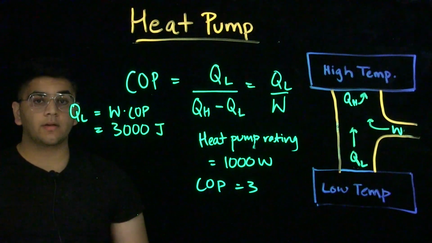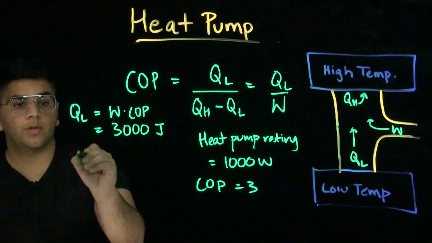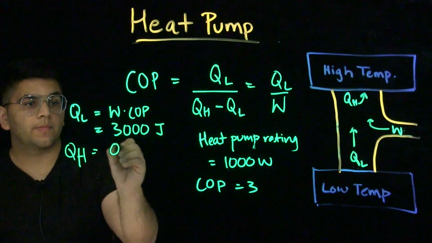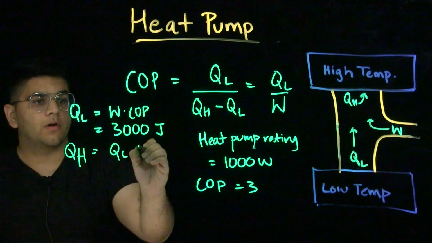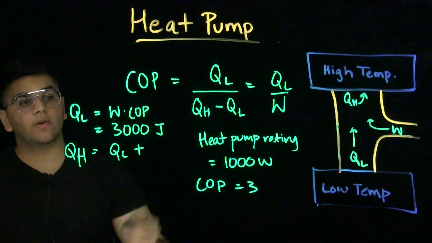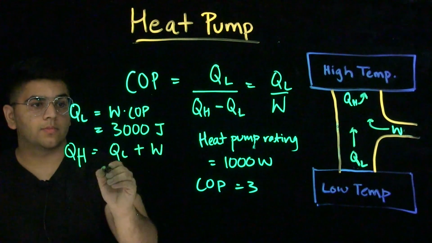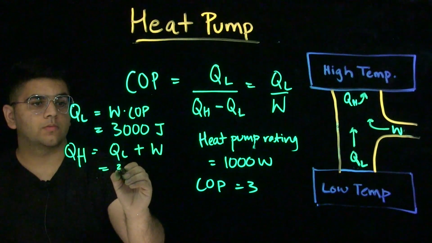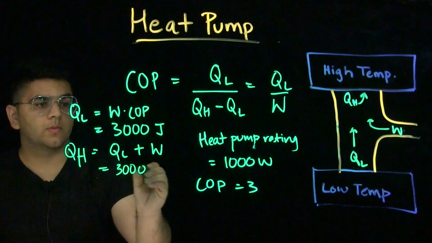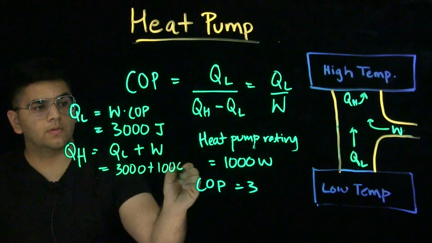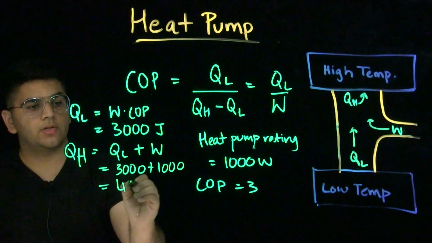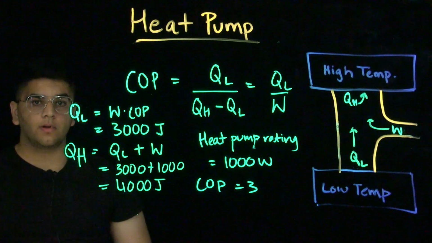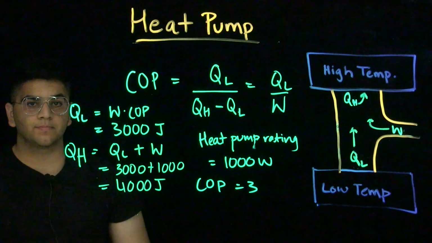Now to see the heat that enters our high temperature environment, we know that QH will be the sum of our low temperature environment heat that comes out and the work we put into the system. Which will be 3,000 joules plus 1,000 joules, giving us an energy of 4,000 joules entering our high temperature environment.